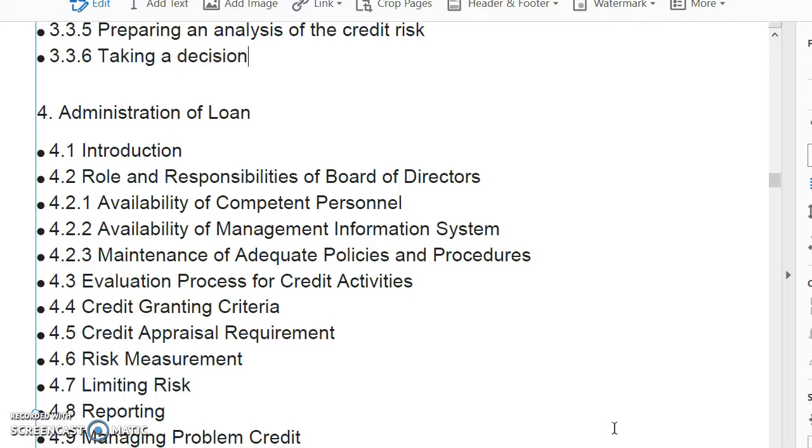The content in chapter 4 is quite longer than in the other chapters. So for today, we will continue with the other part of chapter 4, which is the risk measurement.